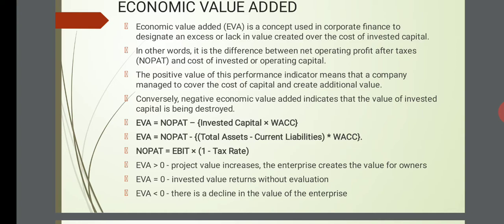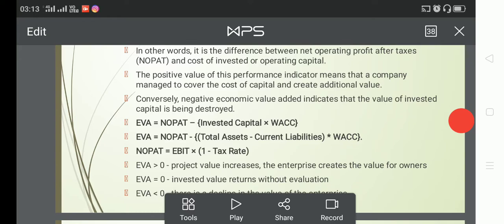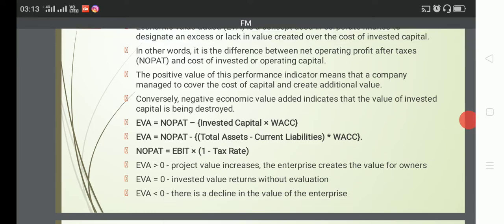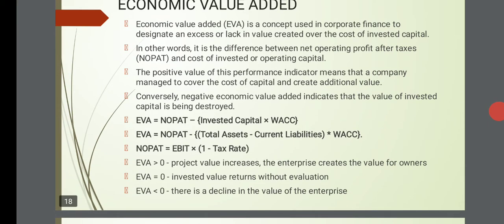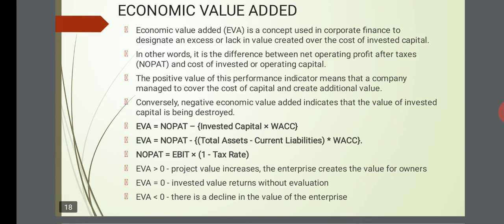If EVA is more than 0, project value increases. The enterprise creates value for owners. If EVA is equal to 0, invested value returns without evaluation, so no increase in the value of the assets. And if EVA is less than 0, then there is a decline in the value of the enterprise. So EVA should be more than 0 so that the valuation of the enterprise always keeps on increasing and value addition always keeps on growing.